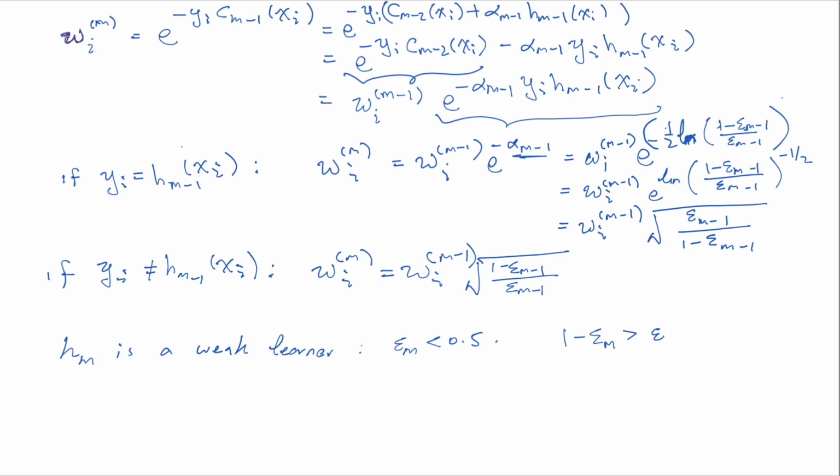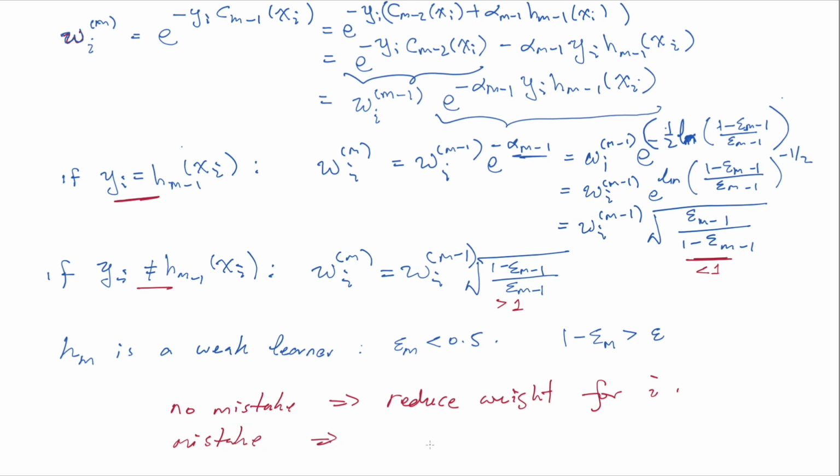Okay, so what that means is that in the first case here, when we don't make a mistake, when the classification is correct, we're dividing a smaller number by a bigger number. So this number here is less than 1. Whereas when we are making a mistake, we divide the bigger number by the smaller number. So this number here is greater than 1, which means that no mistake implies reduce the weight for point i, and if you make a mistake, increase the weight for i.